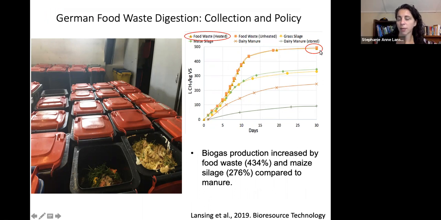And here's a study that we actually did. Here you can see this food waste being much higher. This is the liters of methane per kilogram of volatile solids. So for how much organic matter was put in, we got much more methane out of the food waste. Compared here, we have our grass silage and our maize silage, our corn silage, compared to 2 different types of dairy manure. So it was increased by 400% or 270% compared to manure, as we added those substrates in.